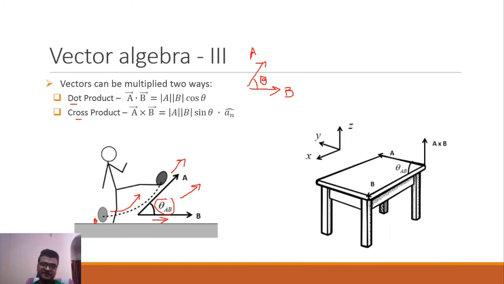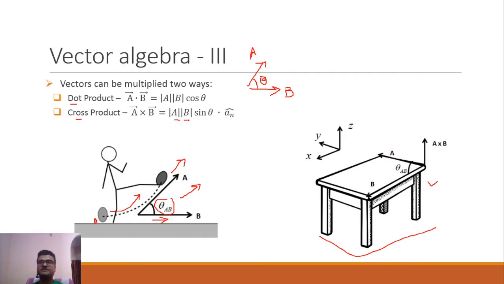There is another way to multiply two vectors. It is known as cross product. To understand what cross product is, we'll have to see the example of this table. Let's say we want to know the area of the surface of this table, and we also want to know whether this table is tilted or not, and we know that the floor below this table is flat. So to find the area of a rectangle, we multiply the sides.